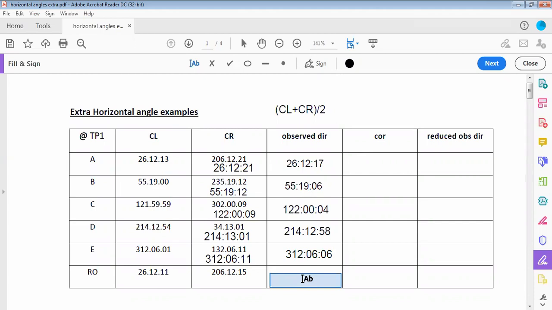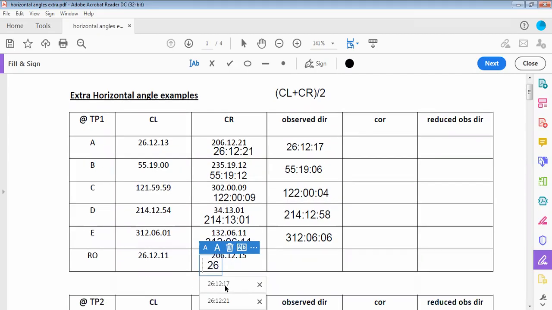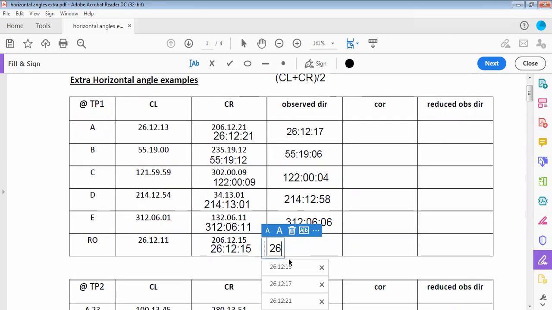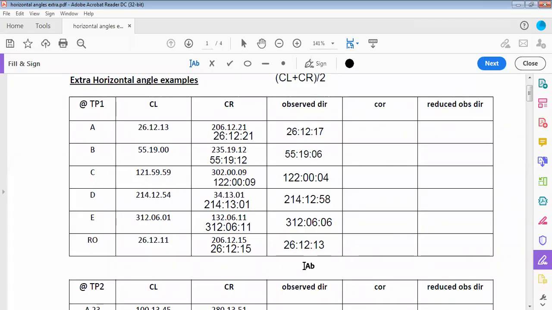For the last one, we're subtracting 180 degrees. So 206 minus 180, we get 26, 12, 15. The new answer we will get is 26, 12, 13. Okay, do you guys understand so far how to get the observed direction?